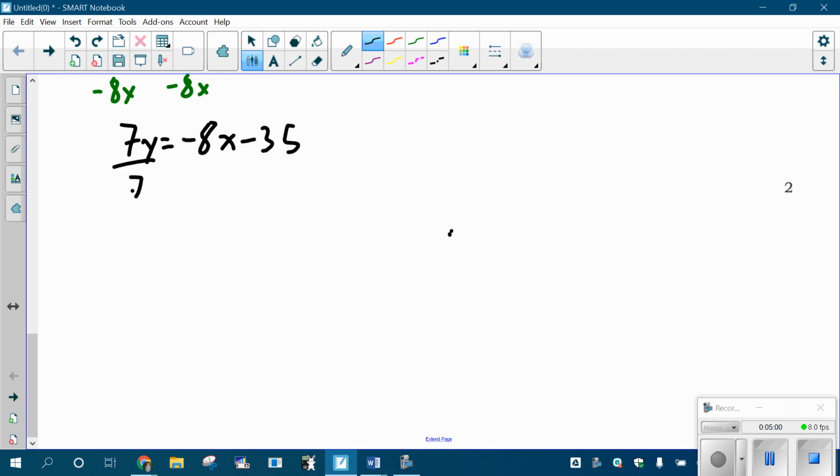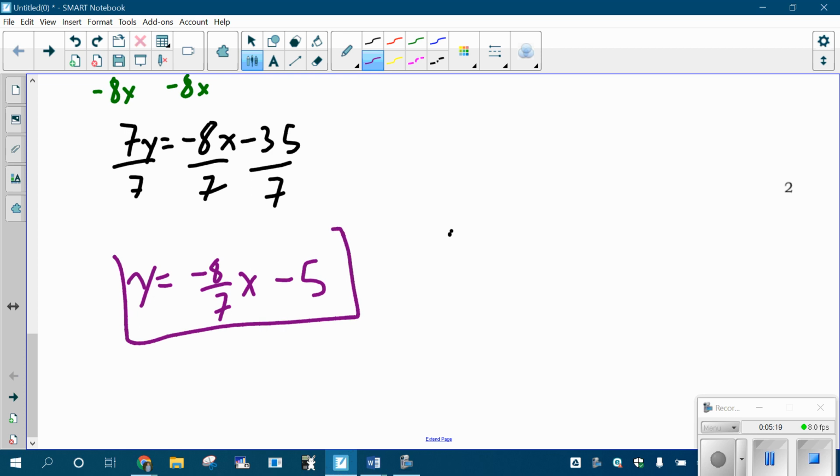So I'm going to divide this side by 7. Make sure you divide both of these things by 7. I'll repeat that. You got to divide both of those things by 7. Now I got y by itself. Just leave that as a fraction. And then what's 35 divided by 7? That's -5. There we go. I put that line in slope-intercept form, in y equals mx plus b form. What's the m? What's the slope? -8/7. What's the y-intercept? -5.